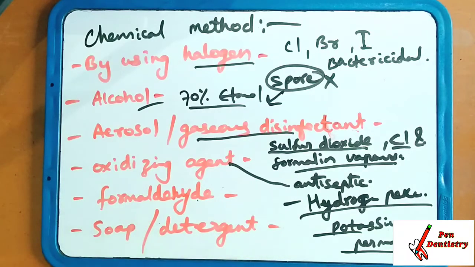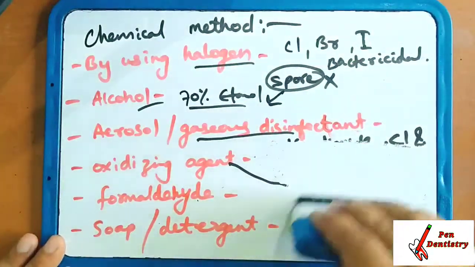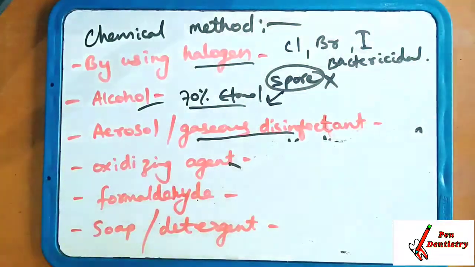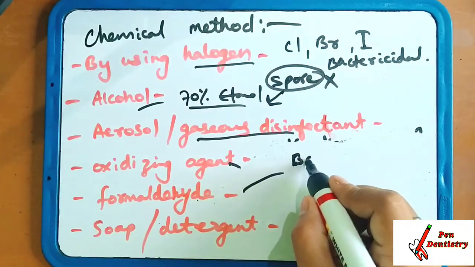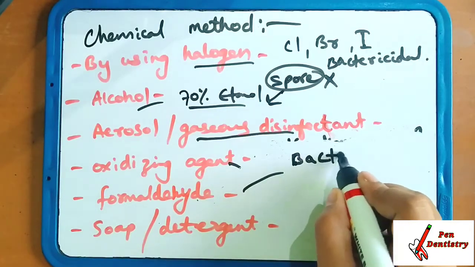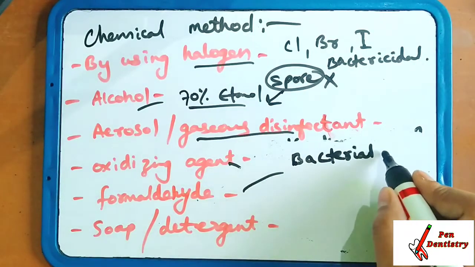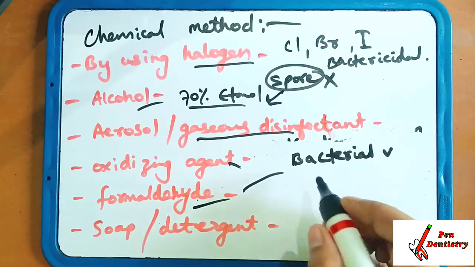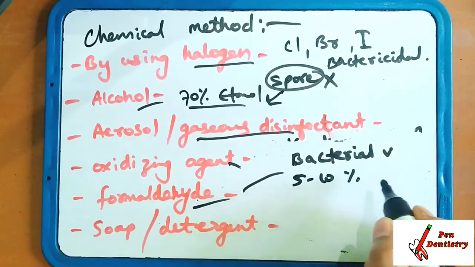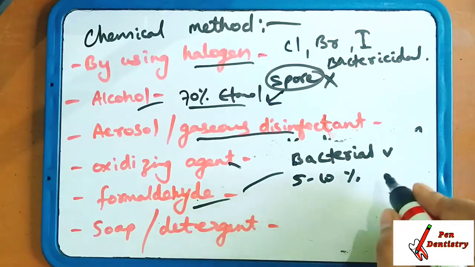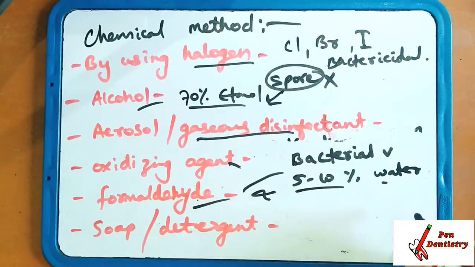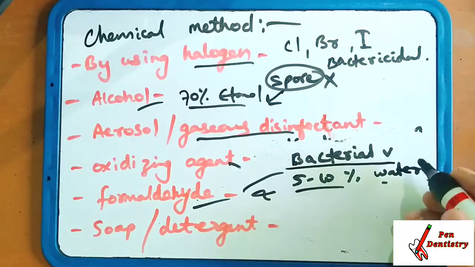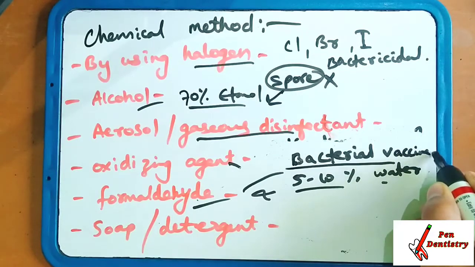What about formaldehyde? Formaldehyde is used for sterilization of bacterial vaccines. If you want to sterilize the vaccine, then formaldehyde is used. The content is a 5 to 10% solution: 5 to 10% formalin is taken and the rest is water. So it is used for bacterial vaccine sterilization.